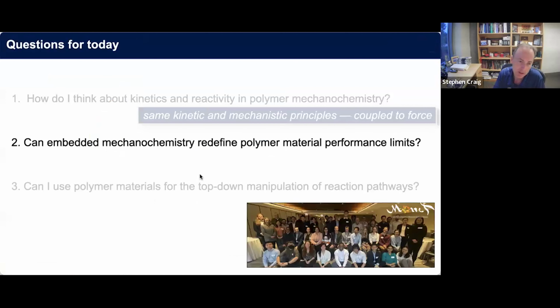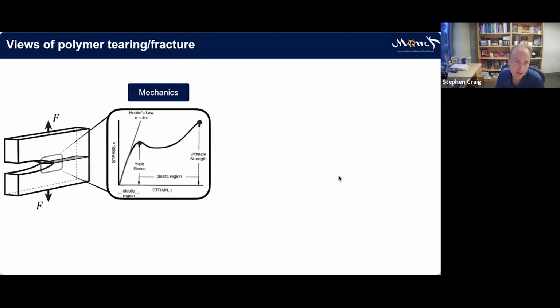And so in the second part of the talk, I'd like to focus on this question of what happens if I take that kind of force-coupled reactivity and embed it into polymeric materials. And this is work that was done in collaboration with several of the other groups that are in MONET, the Center for Molecularly Optimized Networks.